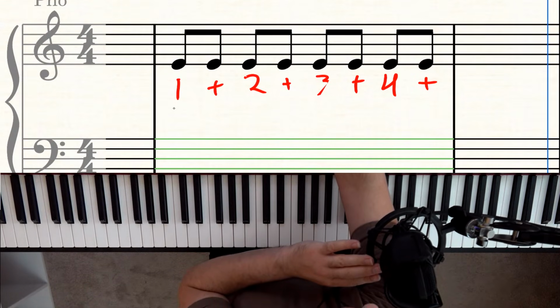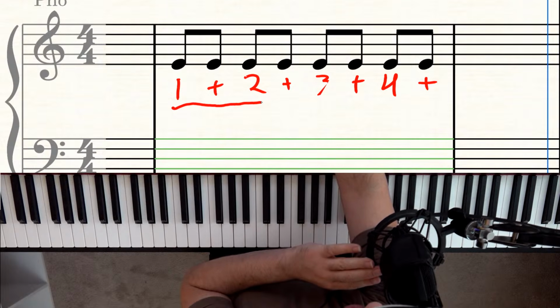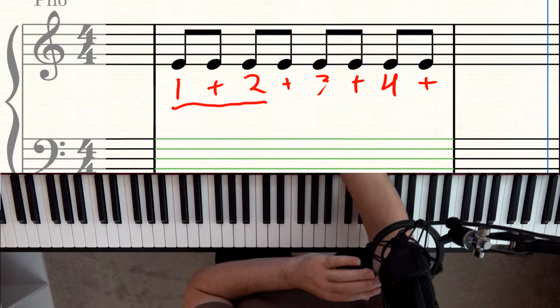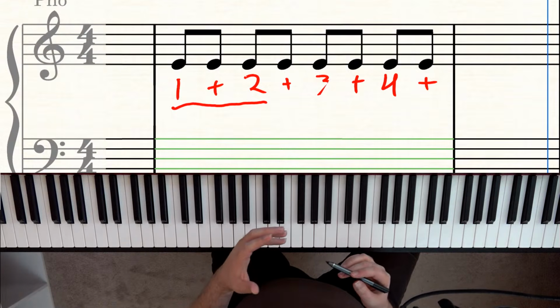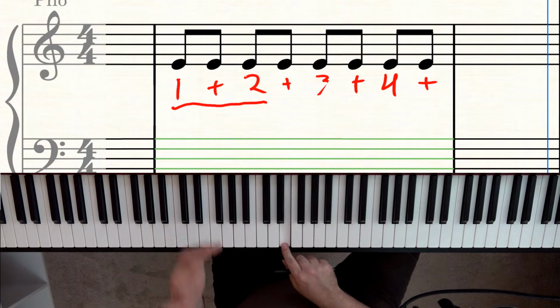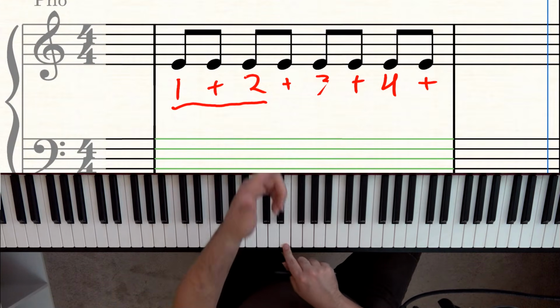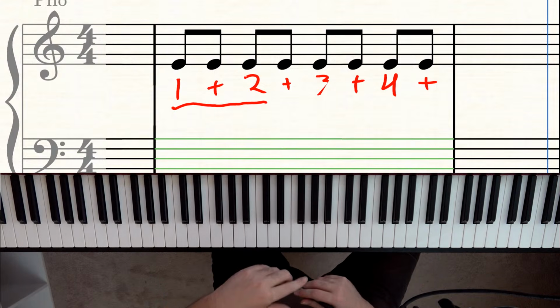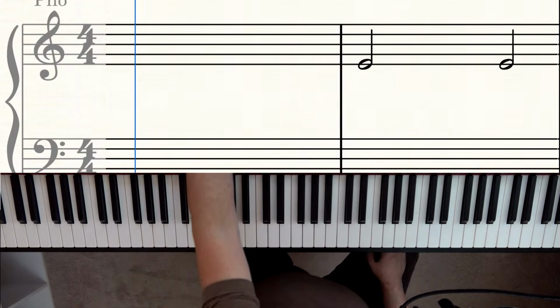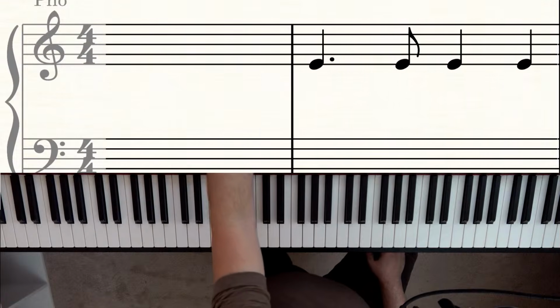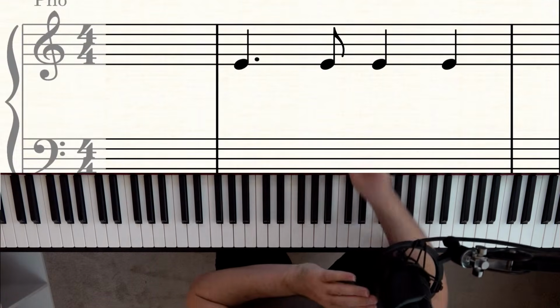So that would take up actually 1 and 2, right? If each of these represents a half, and you have 3 of them, so that would be the dotted quarter note, 1 and 2, and then the next and would be right after 2. So let's go back and write that out.